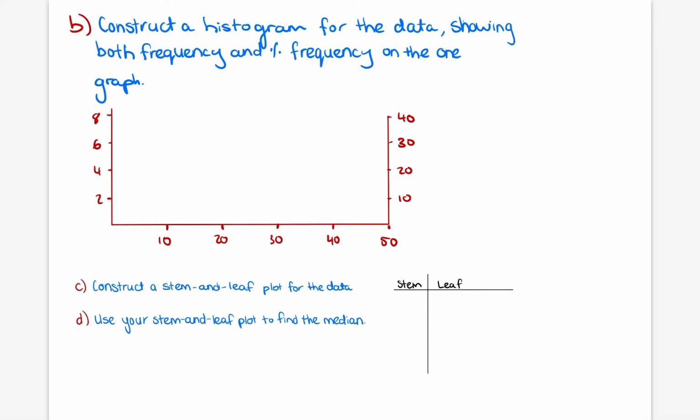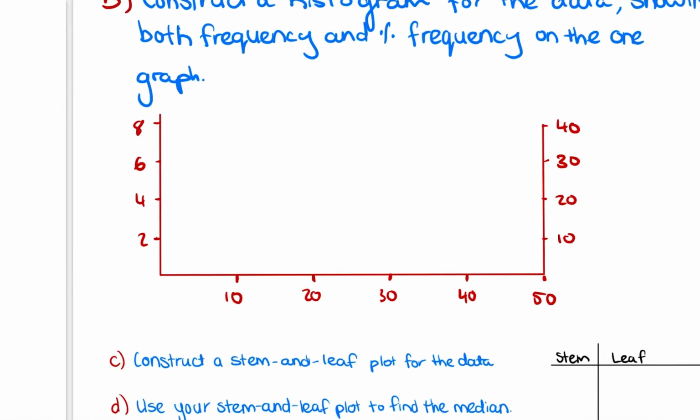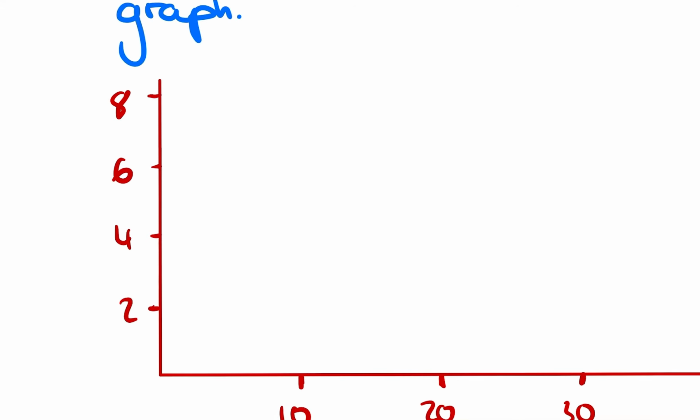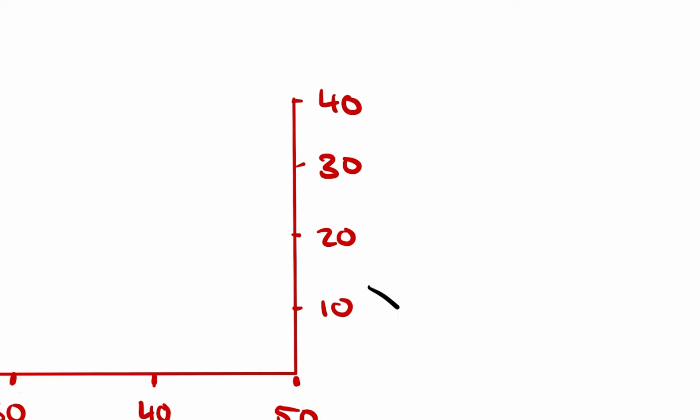So what you need to do when you look at this is go, what was my highest frequency? Okay, and that was 8. 8 was the highest number of times anything came up. And then what was the highest percentage? And that was 40%. Okay, so on this side here, on my left-hand side, that's going to be my frequency. And then on this side here is going to be my percentage frequency.